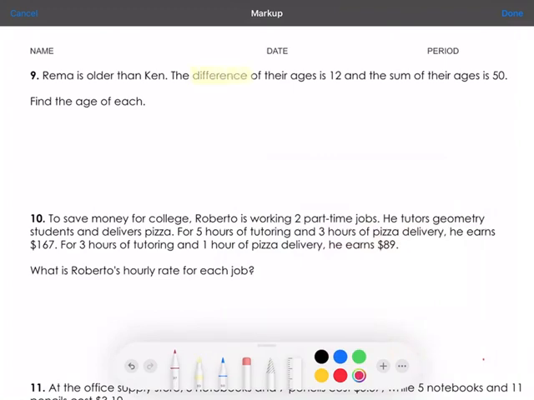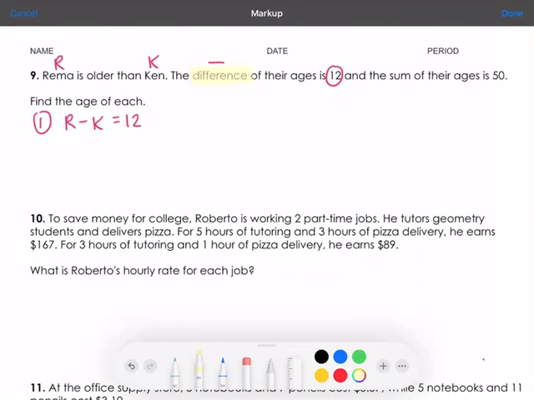So the difference of their ages is 12. Well, we've got to know what the word difference means. In math, if we're finding the difference, we're subtracting. Who am I talking about? I'm talking about Rema, who I can call R. Her age is R, and Ken, I can call his age K. So if the difference of their ages is 12, I can say R minus K equals 12. And that's my first equation.